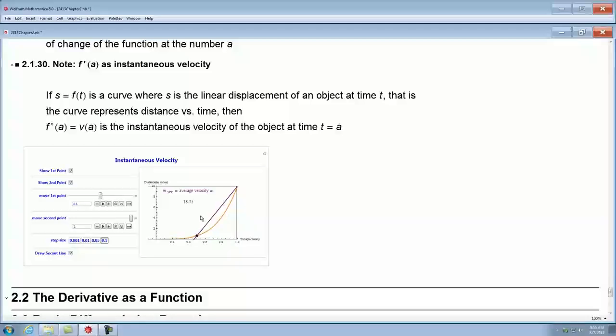But this class is not about what's happening on an interval, on an average speed. We want to know what's happening exactly at a point. So exactly at 0.5, how fast was I going right then? What I would have to do is drag that other point towards it, and try and get as close as I can get, and then finally drag it right on top, and that would give me the slope of that line at that instant, and that would give me the speed at that instant.